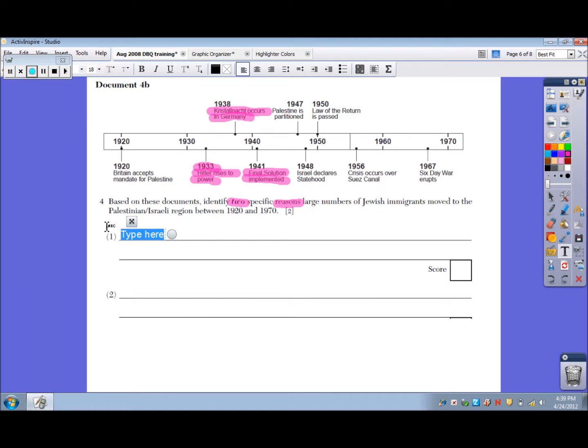So I'm going to write down two of the three. I'm going to write down Hitler rose to power in 1933. Might as well include the year if you have it. And the second answer I'm going to write down is the one about the final solution. Final solution implemented in 1941. So those are two answers. Honestly, any one of the other ones would have worked as well.